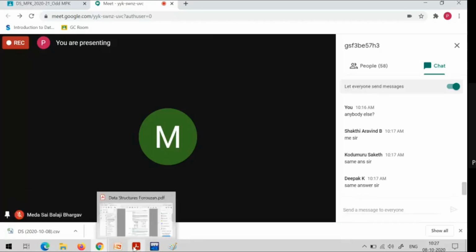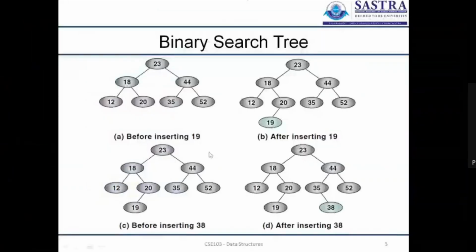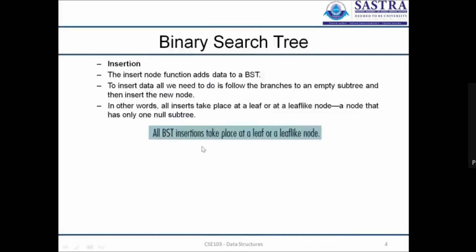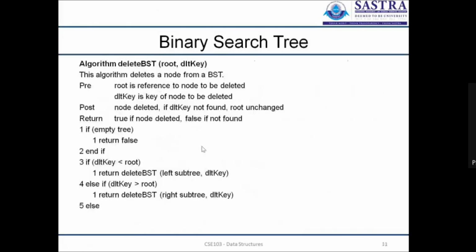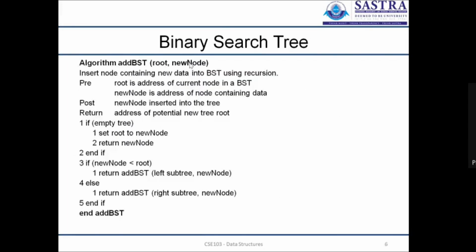Now let us go to the algorithm part. See here in the algorithm, if it is an empty tree, return false. Nothing to be deleted. If the key to be deleted is less than the root, we need to search. We need to locate the key to be deleted. Where it exists, that we need to find by performing the searching. For searching we already have the algorithm and code.